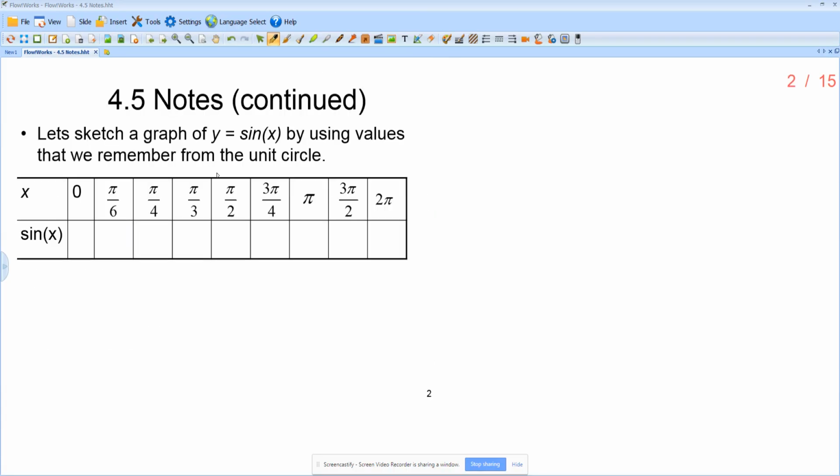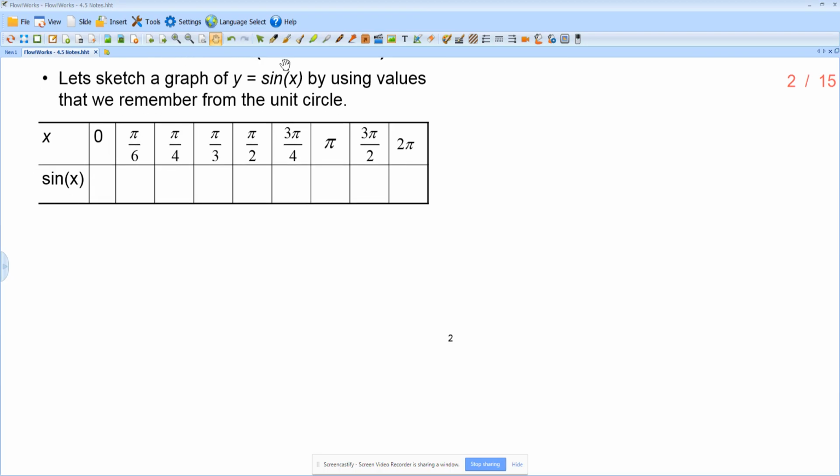So if we wanted to graph a sketch of y equals sine x by using some values that we remember from the unit circle, well, the sine of 0, again, this is the y value on our unit circle, the y value at 0 is 0. The y value at pi sixths is 1/2. At pi fourths, it's √2/2. At pi thirds, it's √3/2. At pi halves, it's 1. At 3 pi fourths, it's √2/2 again. At pi, it's 0. At 3 pi halves, it's -1. And at 2 pi, it's 0.